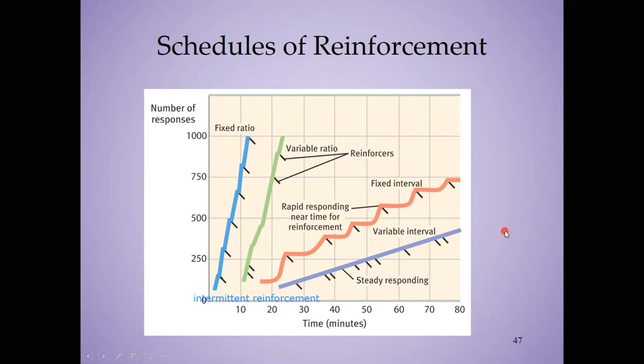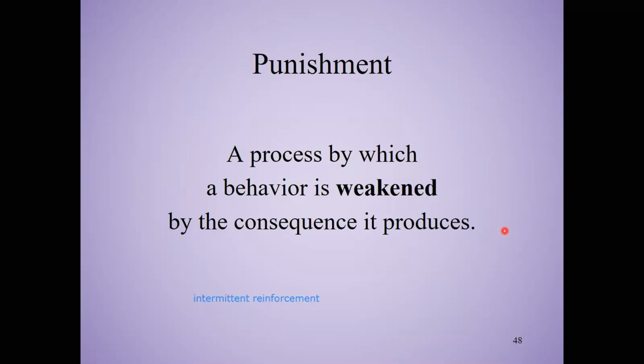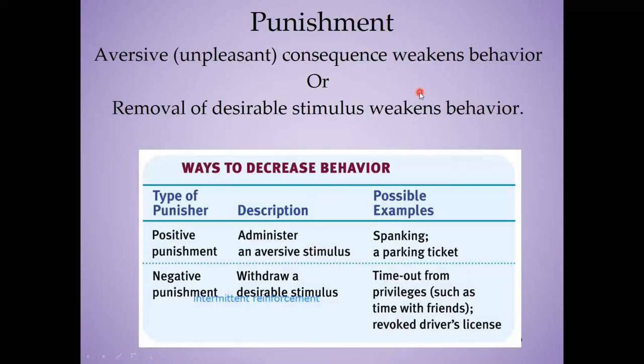Okay, so there's a bunch of stuff on schedules of reinforcement. And I think that almost does it. We have one more big topic to pick up, and that is the topic of punishment. So punishment is also associated with operant conditioning. This is a process by which a behavior is weakened by the consequence it produces. So the consequence of that behavior causes it to occur less frequently, to be delayed, or to be engaged in less intensely. Any of those things indicate a weakening of that behavior. Oh, I should mention, ceasing entirely would be another example of weakening of a behavior.